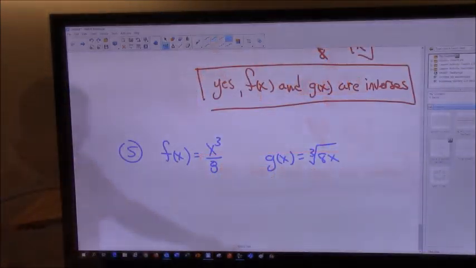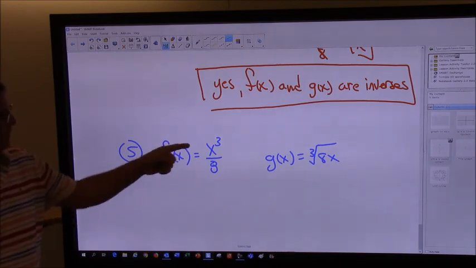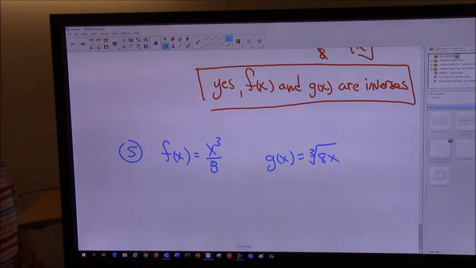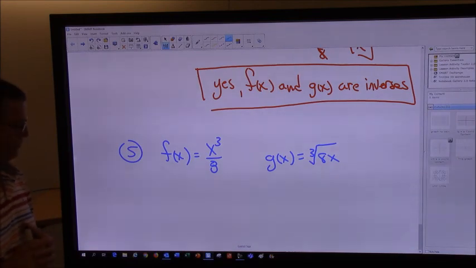Let's try another one. All right, so let's go ahead and try this one. F of x is x cubed over 8. G of x is the cube root of 8x. Are those inverses of each other? You guys go ahead and try it.